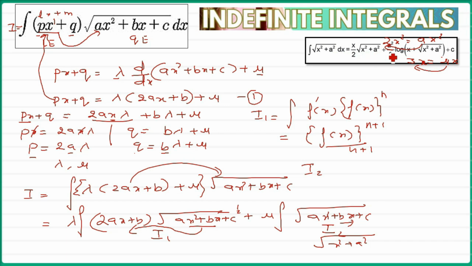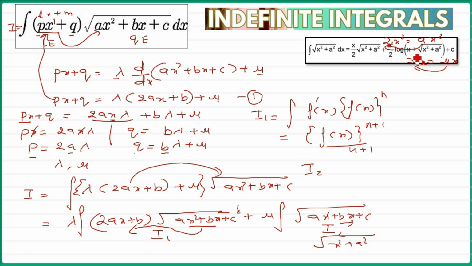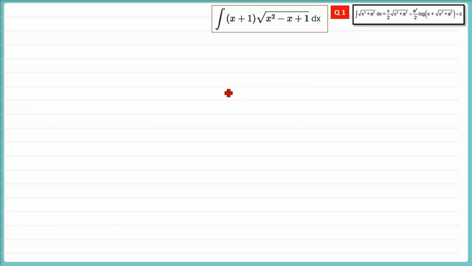Under root x square plus a square dx will be equal to x by 2 under root x square plus a square by 2 log x plus under root x square plus a square plus constant of integration. Now let's see this question and try to solve it using the discussion we just had.